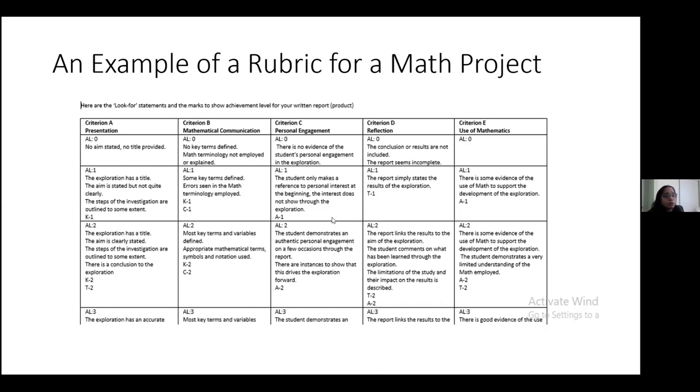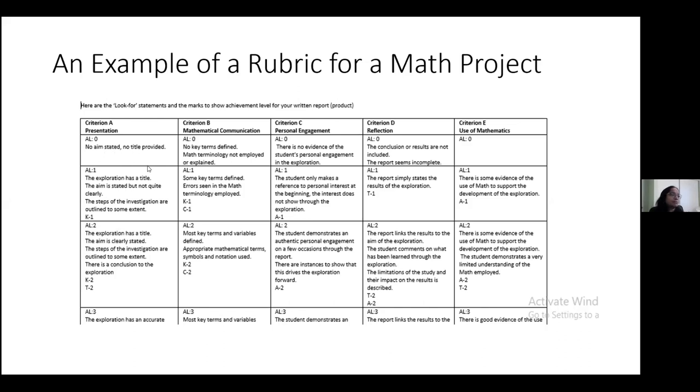In my school, we offer a dual curriculum. We have the provincial curriculum as well as the IB, and both have to be taught concurrently. So what I have done is merge the provincial expectations of the ministry with the IB. That's how I have created these categories and sections, where in presentation, for example, you have achievement level 0 if there's no aim, no title stated, etc.